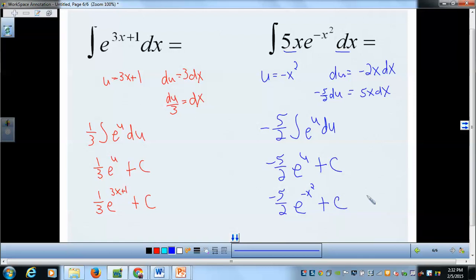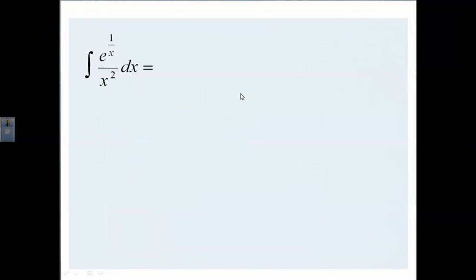So you can kind of see how this problem works. Once again, here's another example for you to do on your own. What I'd like you to do is just pause the video, take a look at this, work it out, and let's see how you do.